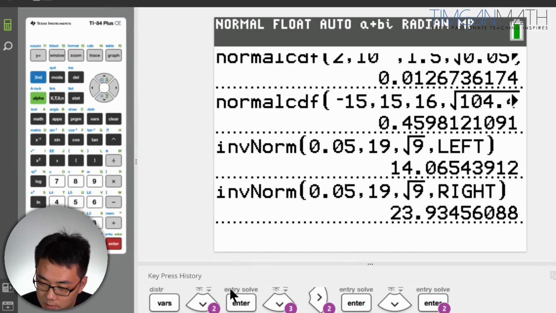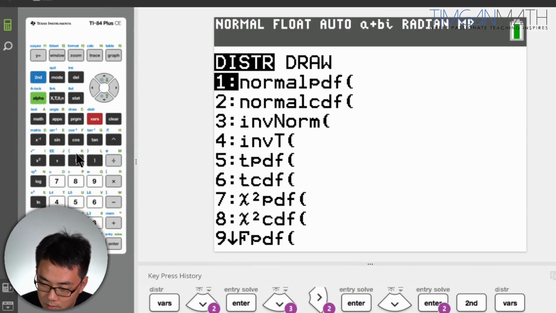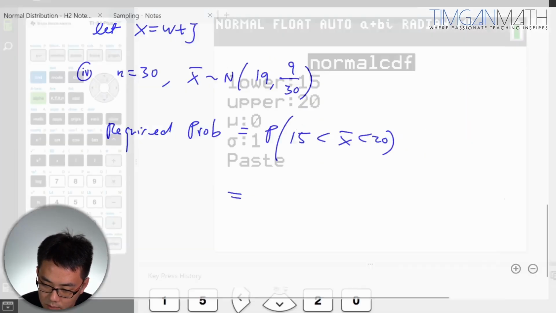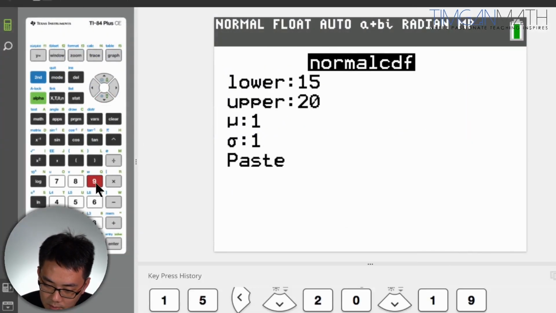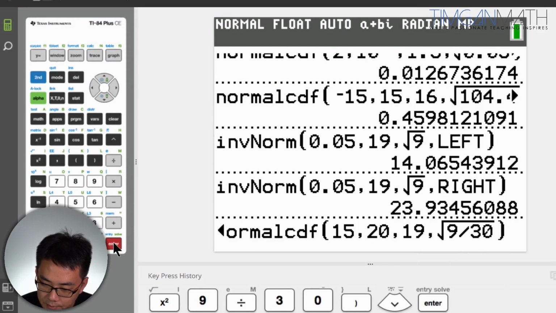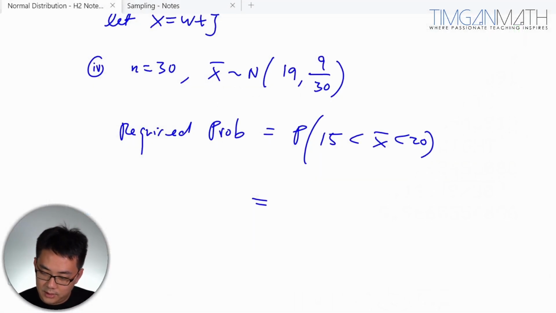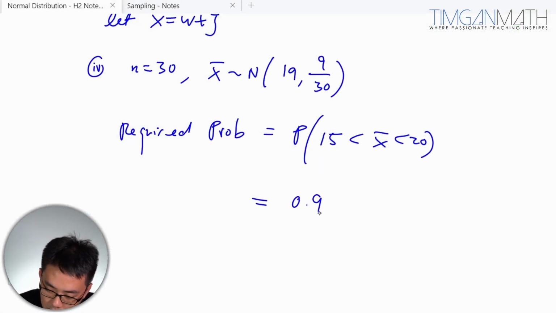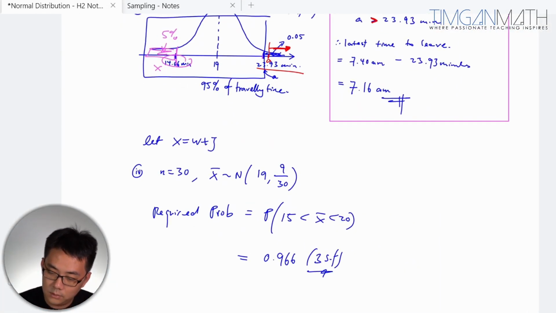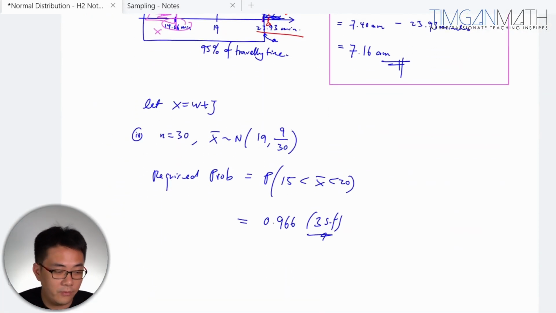This will just be CDF 15 to 20, with mean 19 and variance 9 over 30. The answer is 0.966. Okay, that's all. Part 4 is just average.